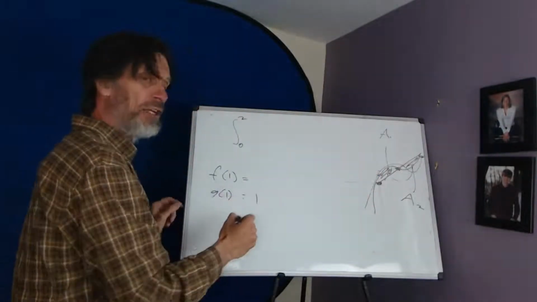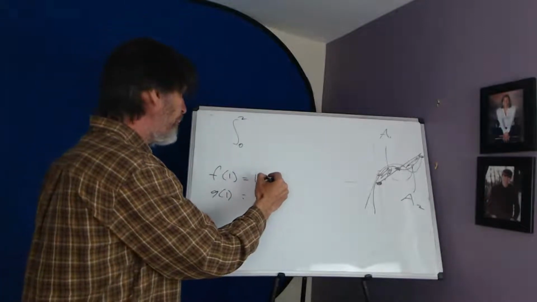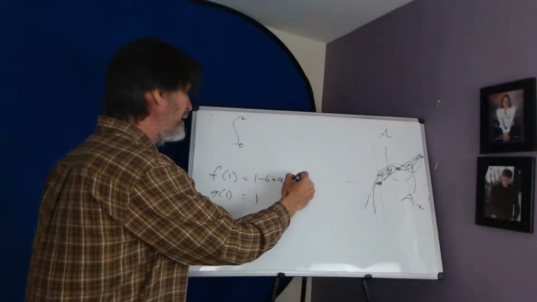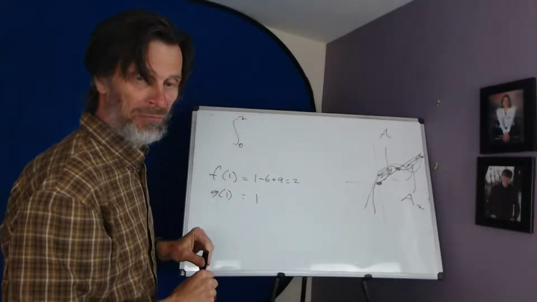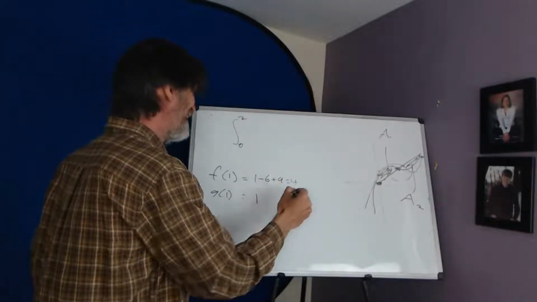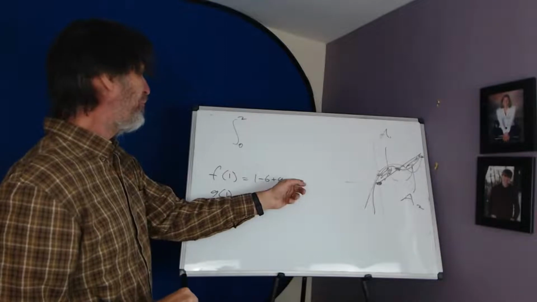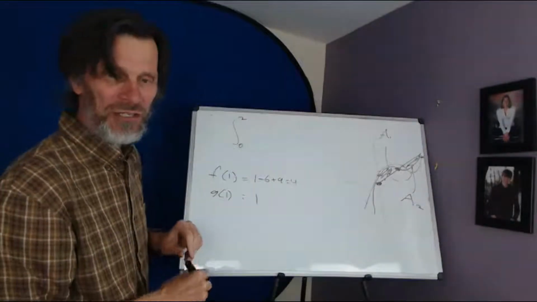If I plug in g of 1, I get 1. If I plug in f of 1, I get 1 minus 6 plus 9. I get 2. Is that right? No, it's 4. Okay, there we go. That looks better. Couldn't subtract there for a second. 4 is definitely bigger than 1. So this f function is the bigger of the two.